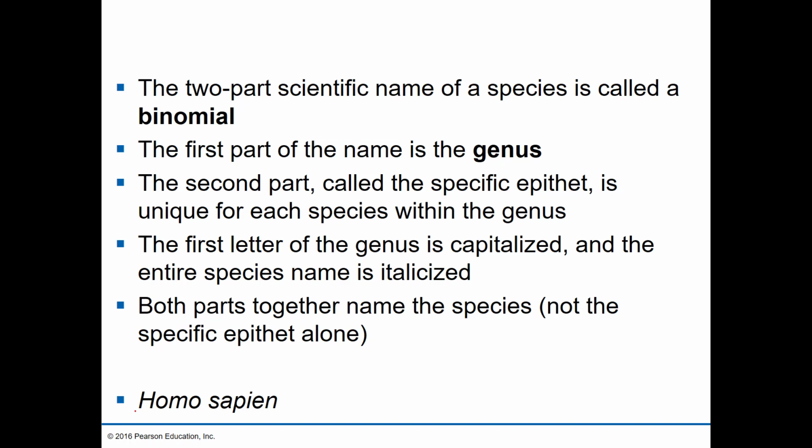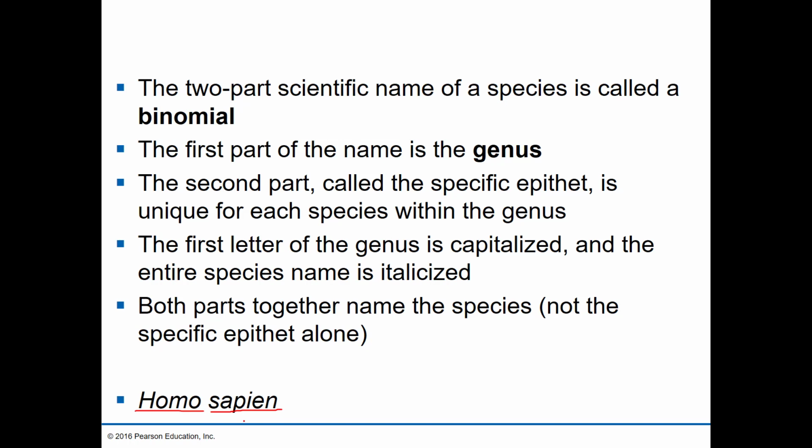So for instance, for humans, it's Homo sapien, right? Homo is the genus, sapien is the species. There are a lot of other species in the genus Homo that don't exist anymore. But Homo sapien tells us, oh, it's not a Neanderthal. It's not one of those other things that I showed you on that phylogenetic tree.